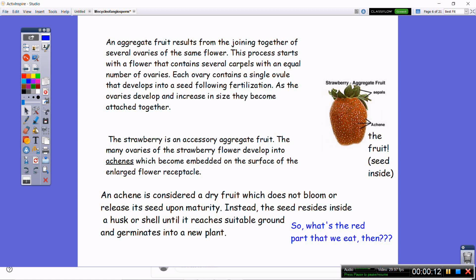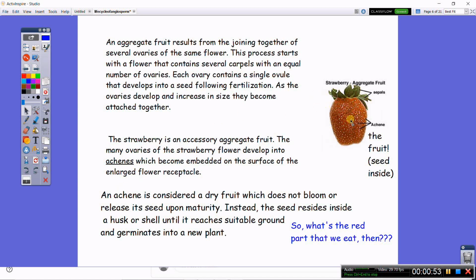Okay, so before we get into life cycle of an angiosperm, I promised you yesterday I'd tell you a little bit more about strawberries. So strawberries are considered an accessory aggregate fruit. It says the many ovaries of the strawberry flower develop into achenes, which become embedded on the surface of the enlarged flower receptacle. So, bottom line is, these are your sepals. This, the part that you eat, is actually the receptacle of the flower. Okay, and remember that's the part where all the flower parts attach.